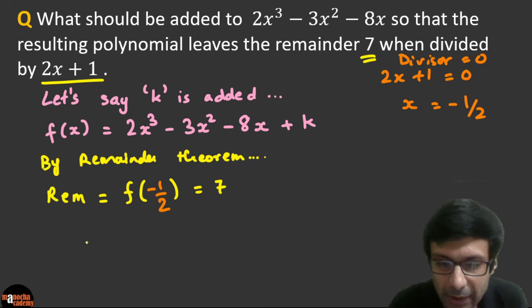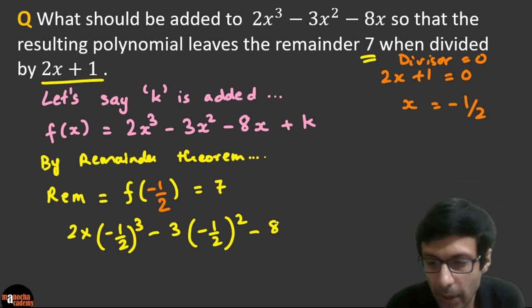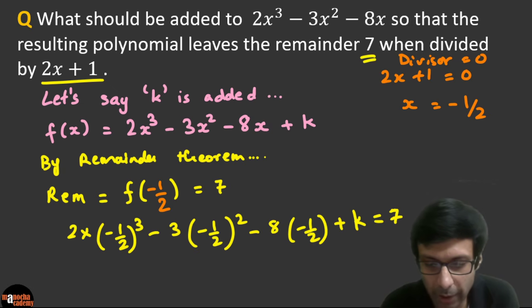Okay, so let's go ahead and substitute. Simple. So in our polynomial, we are going to substitute minus half. So we are going to get 2 times minus half whole cube, right? Plus 3 times minus half whole square, minus 8 into minus half, plus k equal to 7, right? So go ahead and solve this equation because the remainder is going to be 7, right? Simple. So you just need to go ahead and solve this.